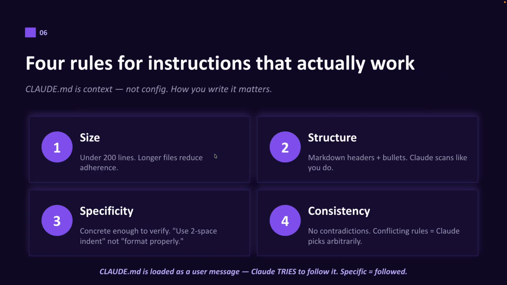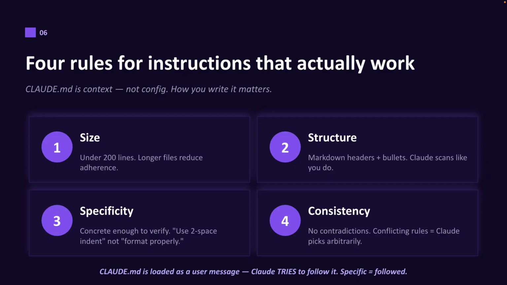Next, we talk about 4 rules for instructions that actually work. Now, how to write Claude.md so Claude actually follows it. 1, size: under 200 lines. Longer files reduce adherence. Claude scans the same way you do. 2, structure: markdown headers and bullet sections. Organized content is easier to follow than dense paragraphs.